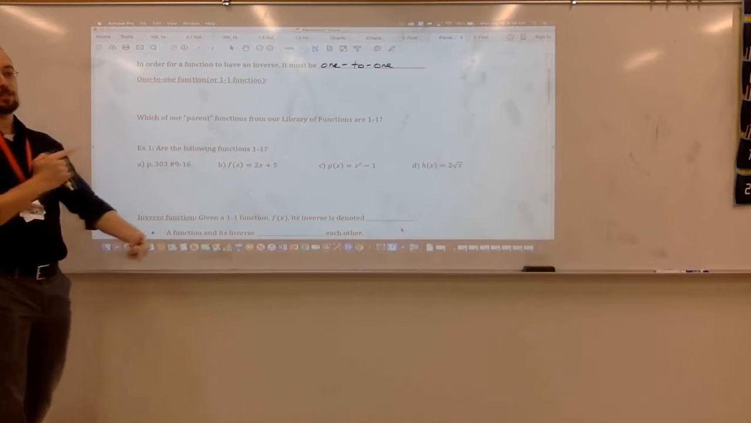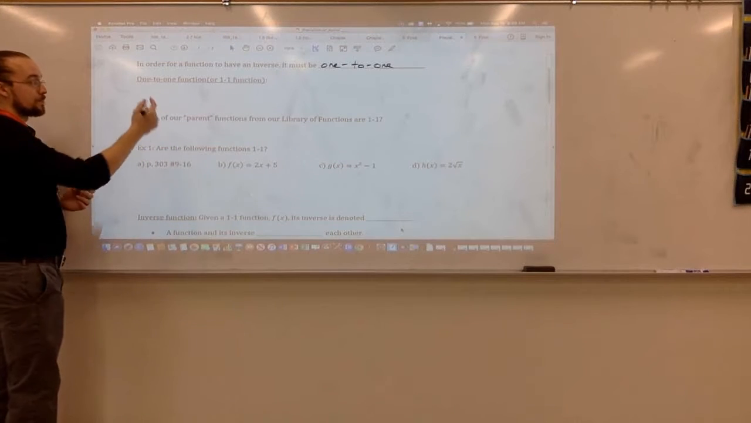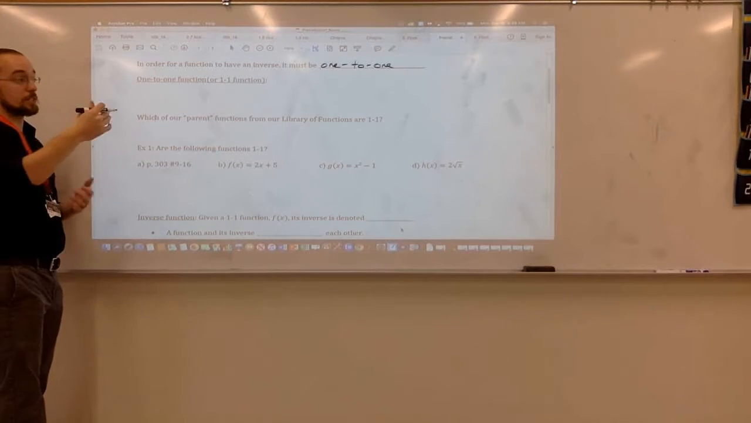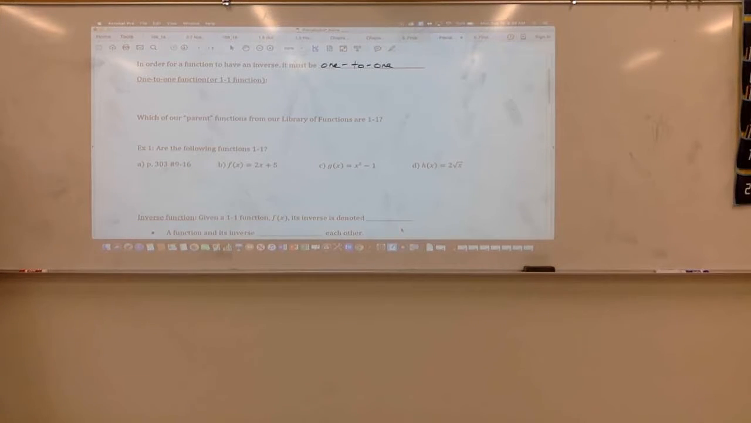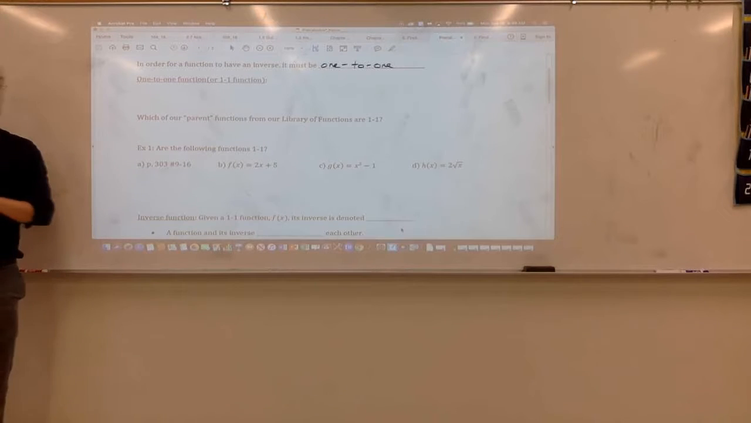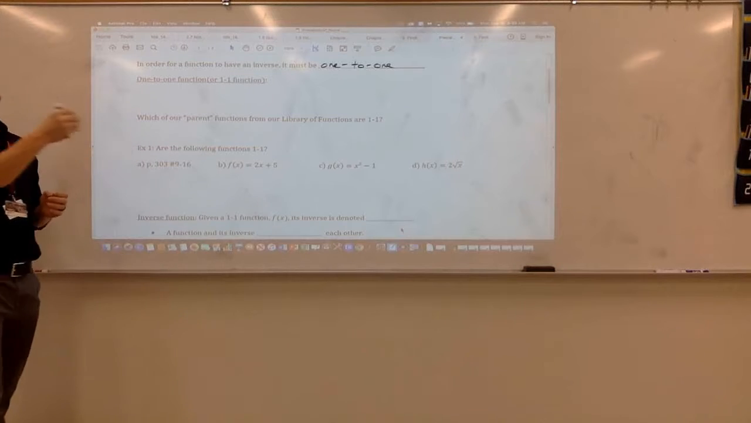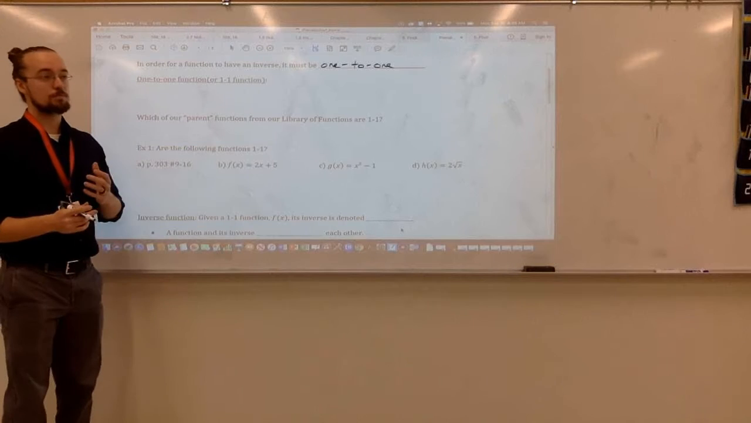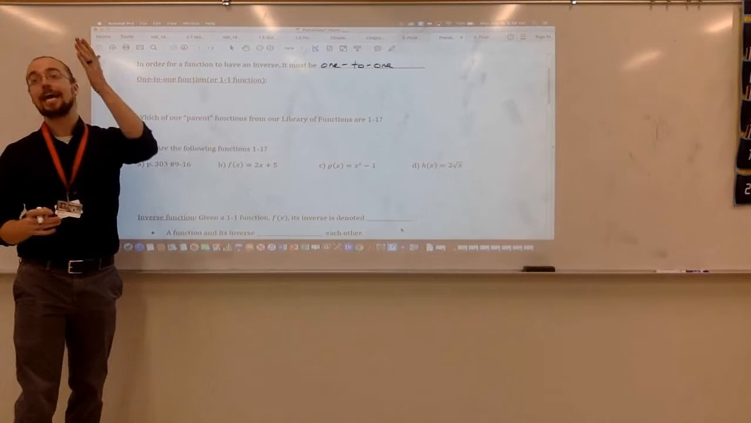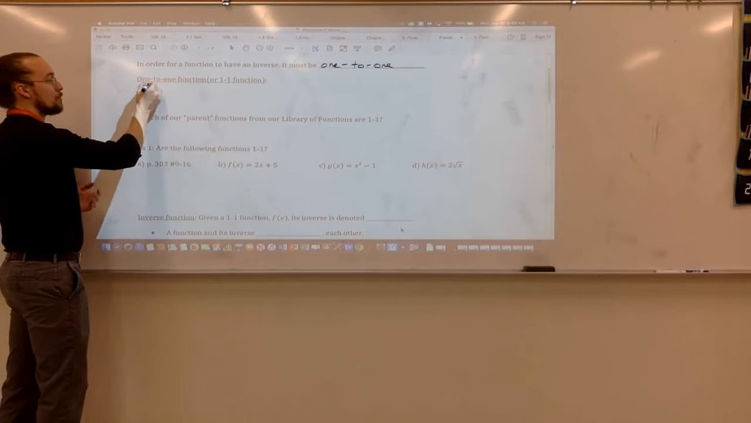And every y has its own x. Okay, for it to be one-to-one, like Riley said, each x has its own y and each y has its own x, or we can say for each output, there's exactly one input, and for each input, there's exactly one output. There are no two y's that are the same, and no two x's that are the same, going back and forth.